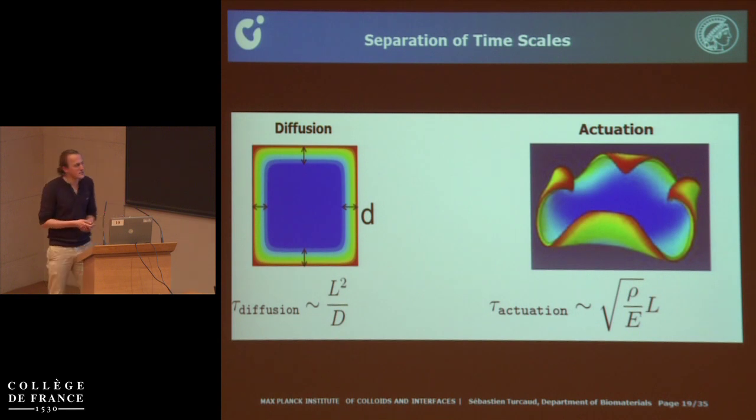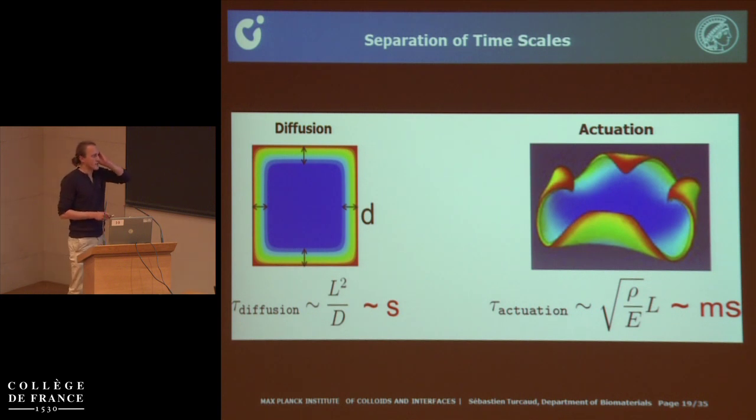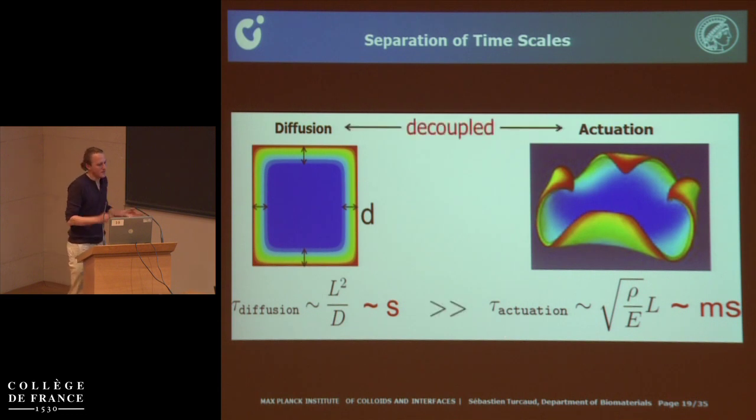The only thing we didn't consider yet is the diffusion aspect. So now we have diffusion and actuation. Being an engineer, it's like, oh no, it's a coupled problem, it's complicated. But the good news is that when we look at the typical timescales of diffusion and actuation, diffusion is a matter of seconds for this particular material, whereas actuation is proportional to the speed of mechanical waves, so it's much, much faster. So the good news is we can decouple those two and just look quasi-statically at the actuation pattern.